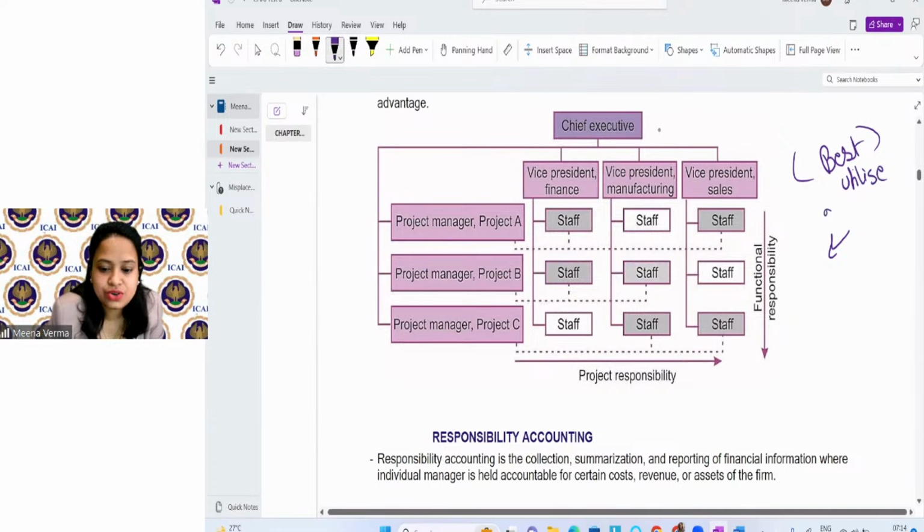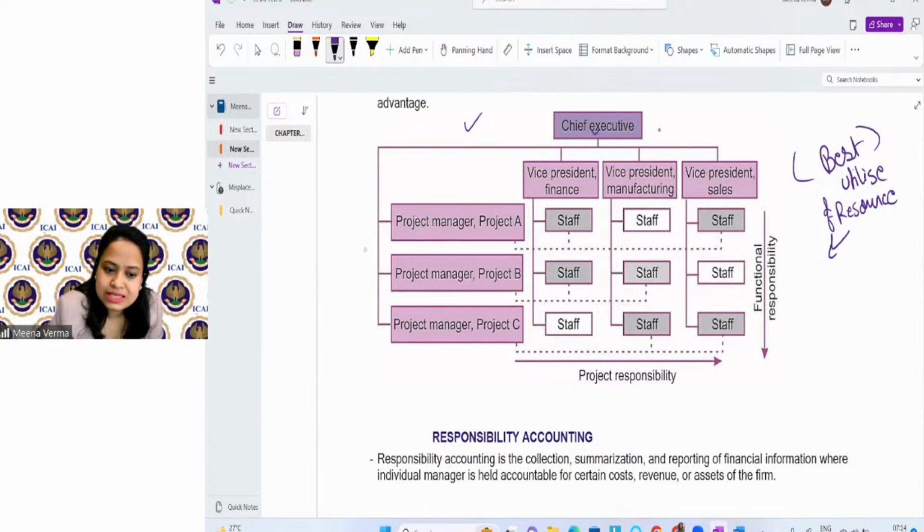For the best utilization of resources, they actually make this type of divisions, right? So you can see what type of division it has. CEO, one CEO of the company, then different functional areas, finance, manufacturing, sales department. Now this finance department, manufacturing department, sales department, we are using all these respective departments for different projects, right? Project A of the company, project B of the company, project C of the company. So what will happen in this way? Your resources will never remain idle, and you will use entire resources.